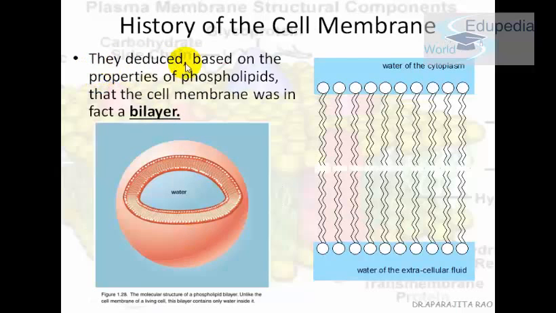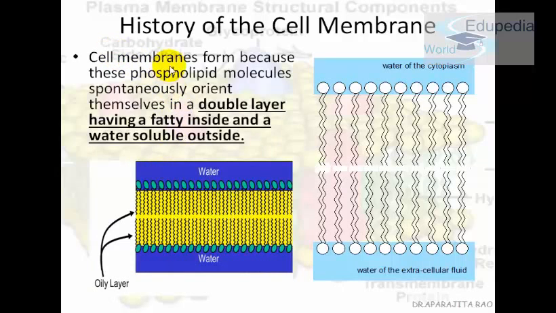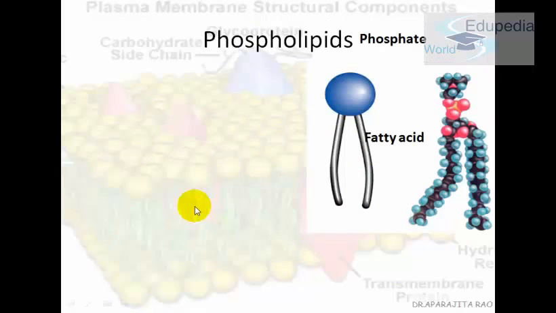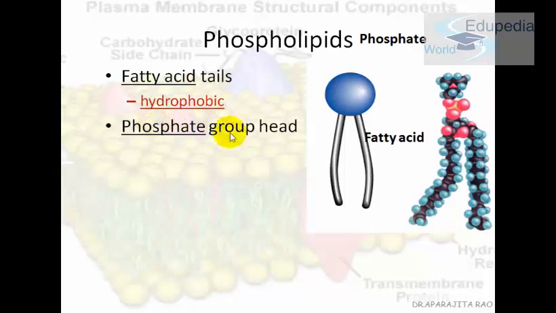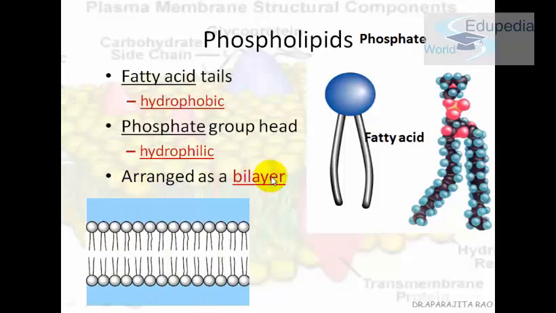So they deduced that, based on the properties of phospholipids, the cell membrane was actually a bilayer. Bi means two. So there were two layers in the cell membrane. The cell membrane formed because the phospholipid molecules spontaneously orient themselves. How do they orient themselves? The ones who like water are towards the water, and the ones that hate water are away from the water. So the fatty acid tails are hydrophobic in nature, and the phosphate group head is hydrophilic in nature, and they arrange in a bilayer.